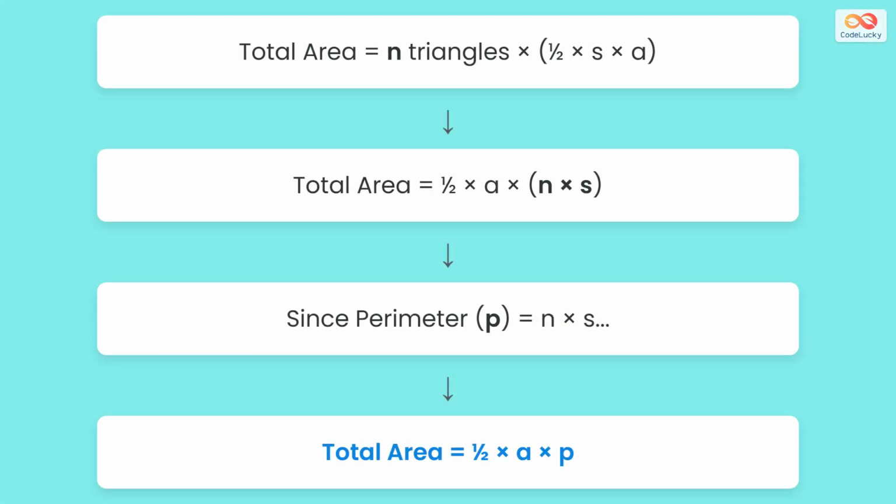To get the total area of the polygon, we just add up the areas of all these triangles. If there are n triangles, the total area is n times 1/2 times c times a. We can rearrange this to be 1/2 a times n times c. And since n times c is the perimeter, we arrive at our final formula. Area equals 1/2 a times p.